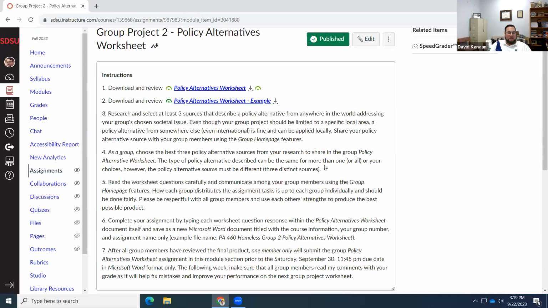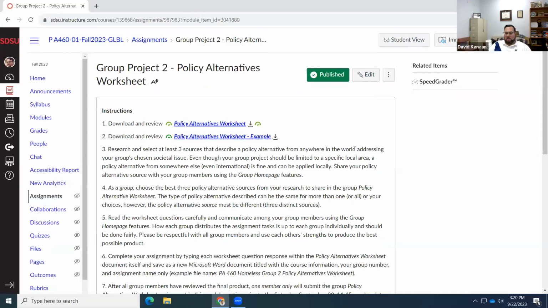And here we'll get to the policy alternatives worksheet. So this is the group project 2. One thing I want to say that's very important.